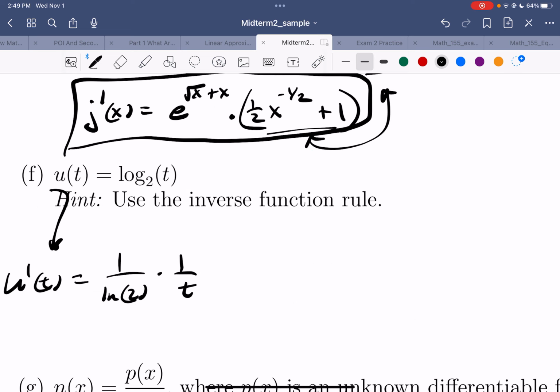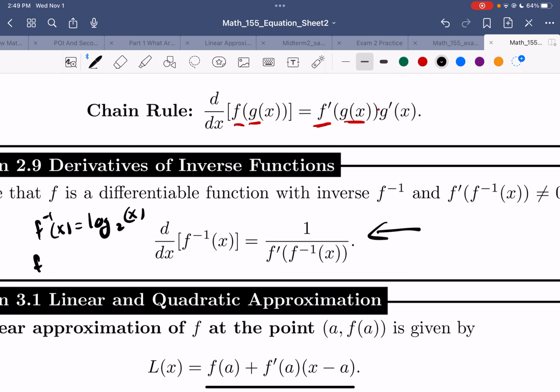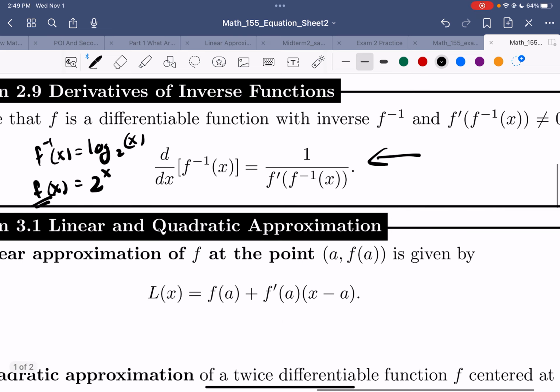Is that what we're looking at? Log base 2 of, and I just changed the t to an x. Fine. So this is the inverse of 2 to the x. The log undoes the exponential. All right, so here's my f. Now, let's plug the stuff in.